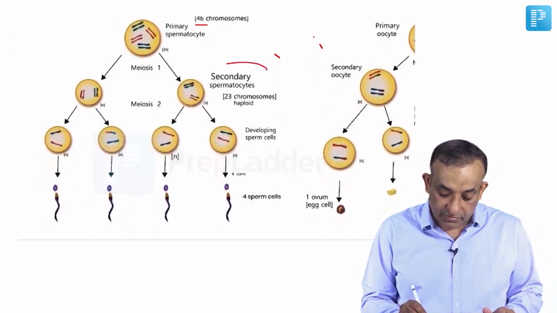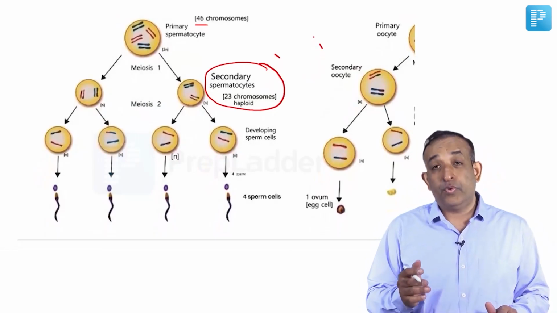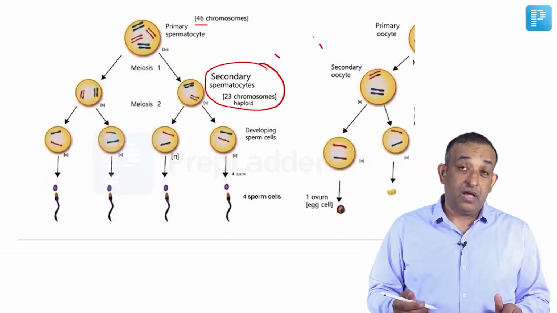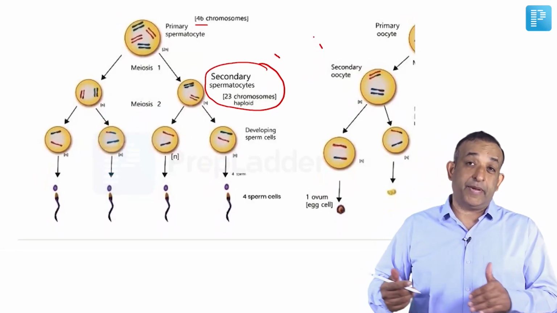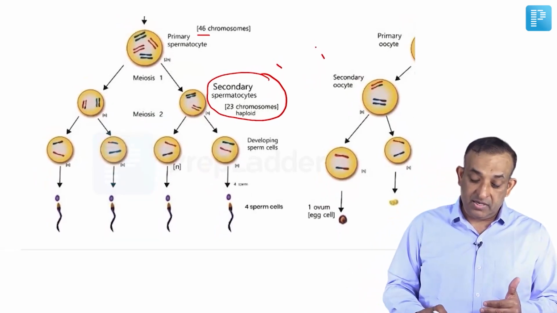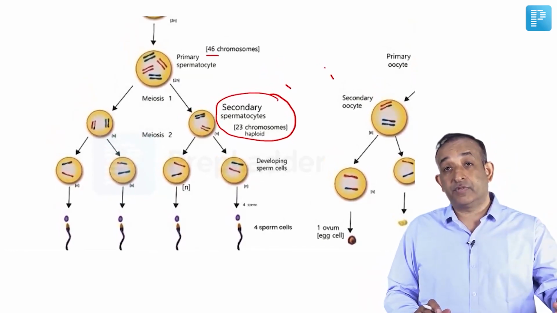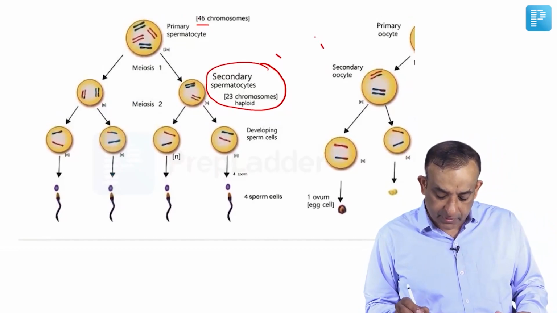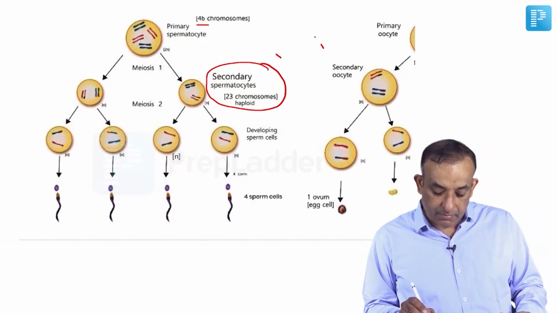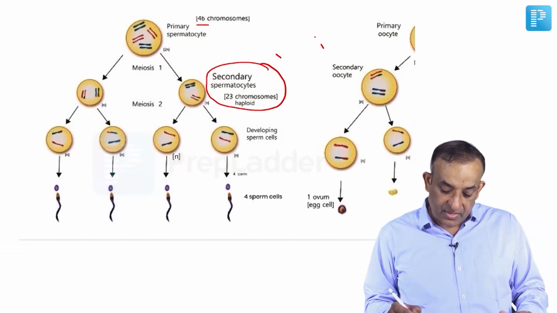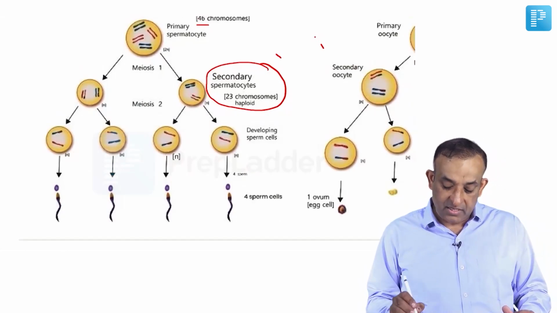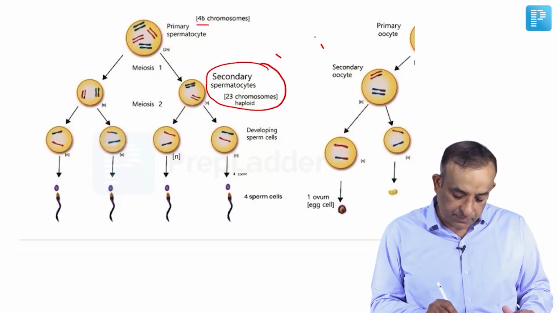Now, this is an MCQ which comes in many exams. Which of the following is a haploid number? The secondary spermatocyte and even the spermatid and the spermatozoa are haploid, but the primary spermatocyte is diploid. The secondary spermatocyte has the haploid number but double chromatids, and then after the second meiotic division there is a single chromatid in the developing sperm cells, the spermatids.